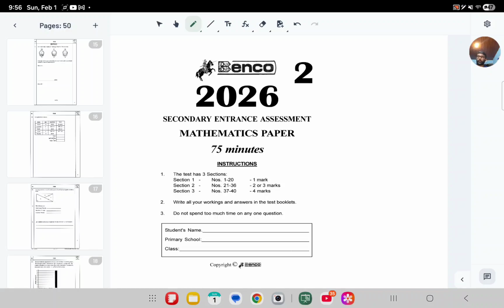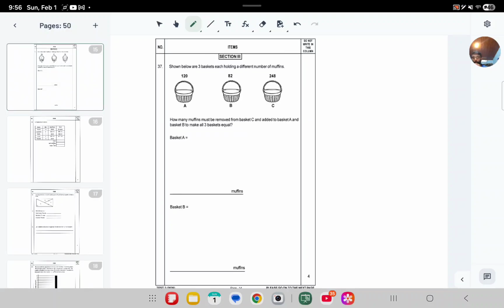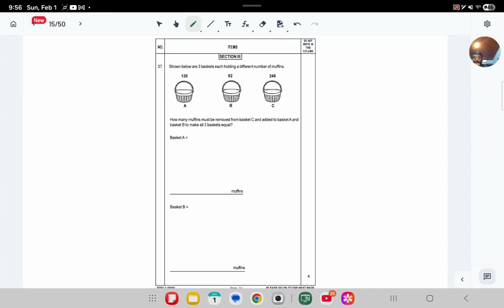Alright, so we're going to start up with 2026 test 2, section 3. First question for section 3 says, shown below are 3 baskets, each holding a different number of muffins.